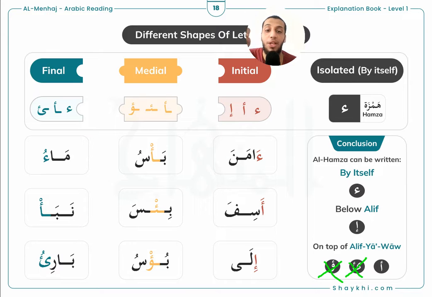I tell you that, consider this a secret. Consider this an advice, a tip, because I taught a lot of students and all of them made that mistake. Don't consider this as waw or ya. Just once you see Hamza, read it like Hamza, whatever is above it, alif, ya, waw or nabra. This is the conclusion of this episode. I hope this point is clear.